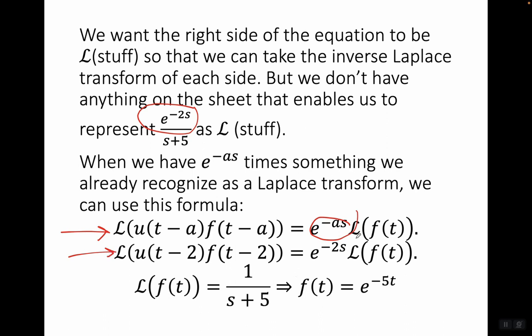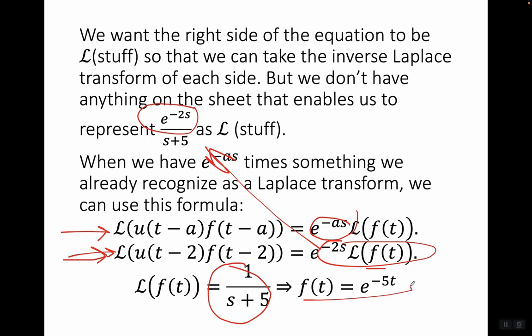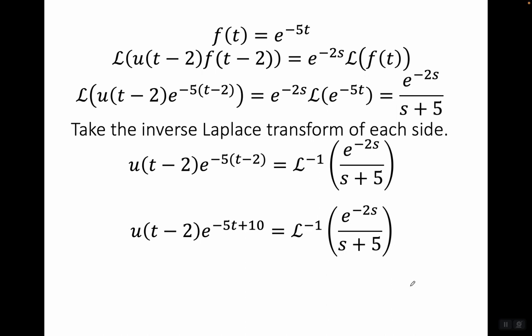Now let's see. When we compare these two formulas, e to the negative 2s, Laplace transform of f of t, this looks like the Laplace transform of f of t is 1 over s plus 5. So if we're going to use this formula, it would be great as long as the Laplace transform of f of t is 1 over s plus 5. Oh, that's great, because based on what we've seen before, that means f of t is e to the negative 5t. Awesome. Okay, so we have f of t equals e to the negative 5t.